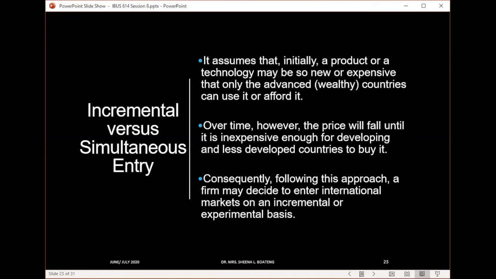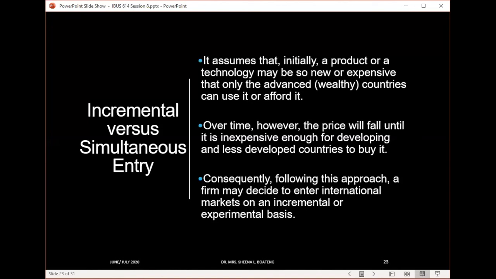But over time, however, the price will fall, the technology will become rife, and it will become inexpensive enough for people in developing and less developed countries to also buy it. And that is exactly what has happened. Before, internet penetration was not that high in our part of the world. So even the infrastructure to facilitate that kind of e-commerce was not available in our context.